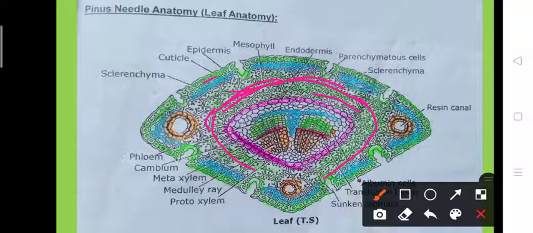Next, this mesophyll contains a number of resin canals. These are the resin canals. These resin canals are lined with epithelial cells. These epithelial cells secrete turpentine into the resin canals.